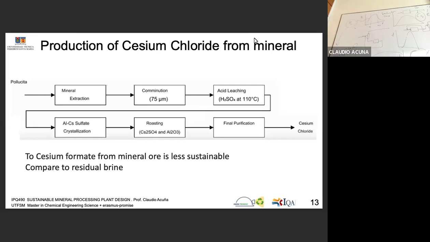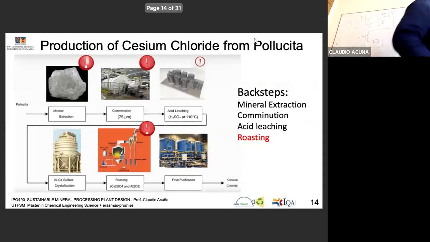Acid leaching, temperature. Crystallization, thermal process, roasting, final purification, and you end up with the cesium chloride, the same that we are producing. Those are the equipments. By the way, this is a SAG mill, it's an exaggeration, but it doesn't matter. Just to illustrate graphically what it means in terms of equipment: extraction, comminution, acid leaching. So this is the alternative process.